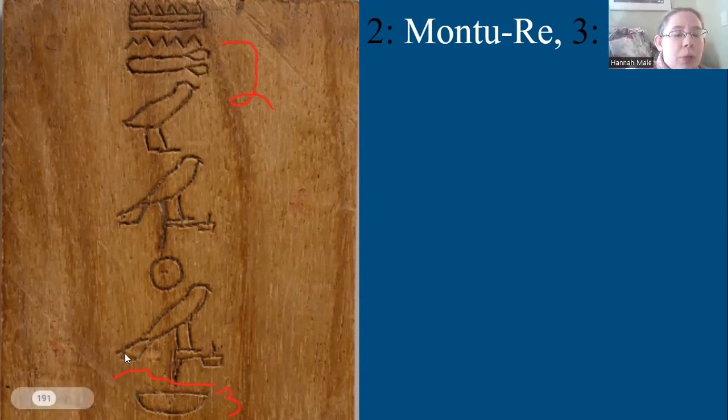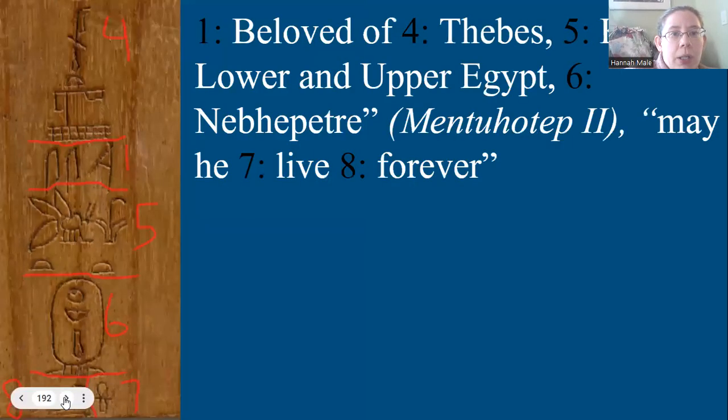And you have the word for Lord here, so that's number 3. And then that beloved of part, which is number 1, is here. The word for Thebes, number 4, is here. And then that king of lower and upper Egypt phrase, which is number 5, is this chunk here. Neb-hapet-Re, one of Mentuhotep II's names in the cartouche, number 6, is here.